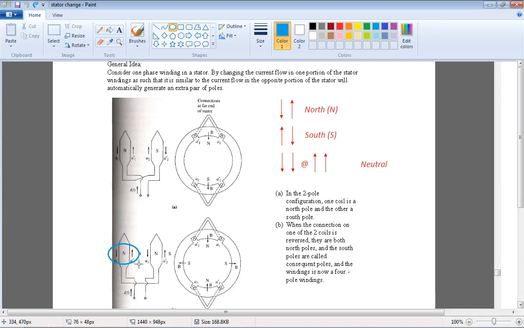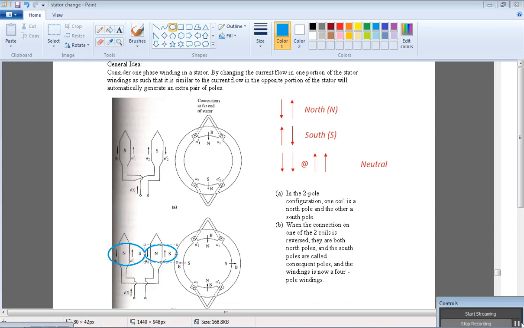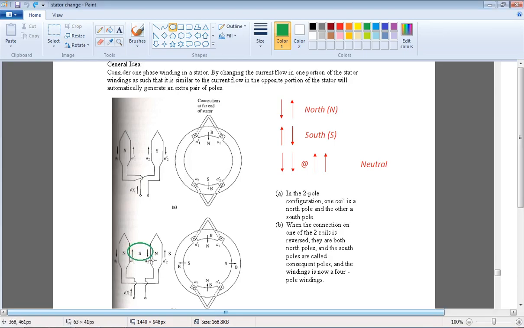In from the right side and out at the left side will produce a north pole. The consequent poles are produced in between these 2 coils because of the effect of the magnetic field. In from the left side and out at the right side will produce a south pole.